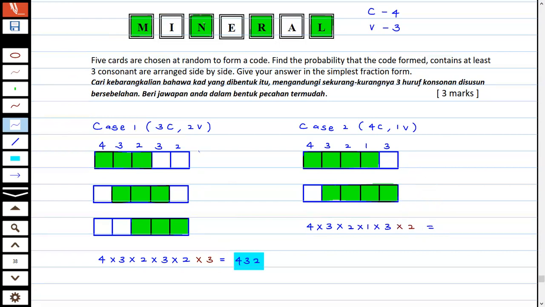Same goes to here. This one we have 3 methods. So that's why I have a 3 over here. Understand? Okay. So I'm using the calculator and then multiply them: 4 times 3 times 2 times 1 times 3 times 2. I get 144.